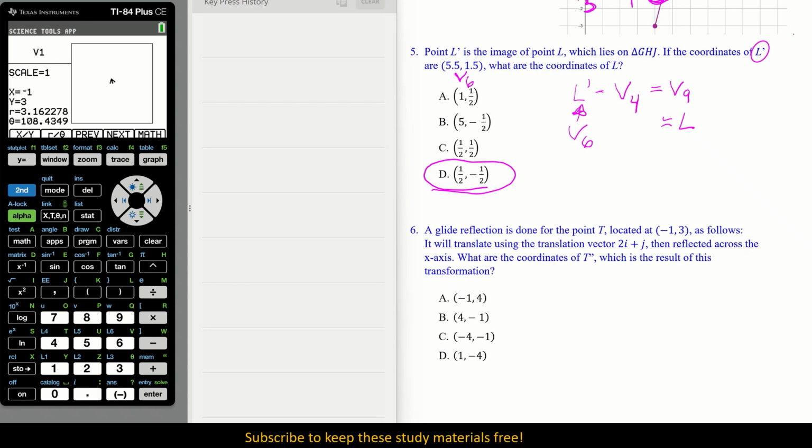Number 6. A glide reflection is done for the point T located at negative 1, 3. We're going to call that V1 as follows. It will translate using the translation vector 2i plus j. So we're going to call that V2. Then reflect across the x-axis. Reflecting, that is going to be 1, 0, 1, negative 1.